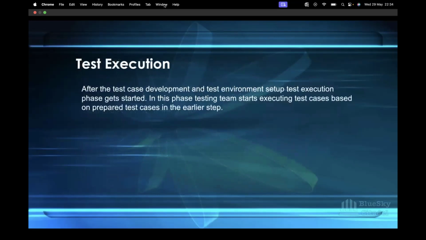Next slide. So the next slide is test execution. After the test case development and test environment setup, the test execution phase gets started. In this phase, testing teams start executing test cases based on the test cases prepared in the earlier step. This phase's execution takes place in the testing environment according to the test plan that you've created. So the software is systematically tested to identify defects or bugs. After you've created your test cases, you then go ahead and execute them. Next slide, please.